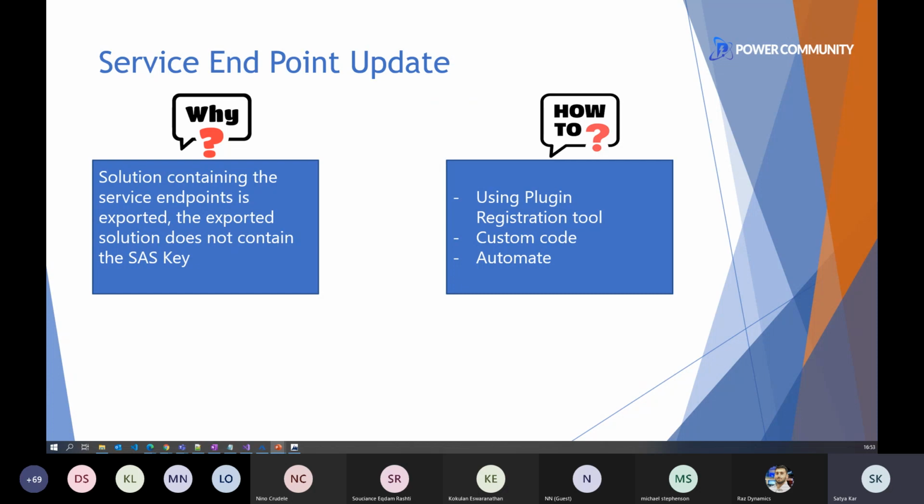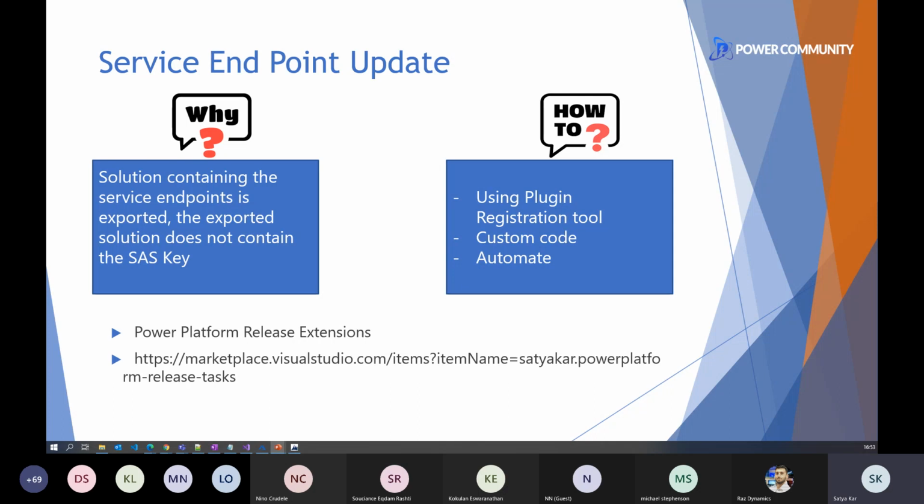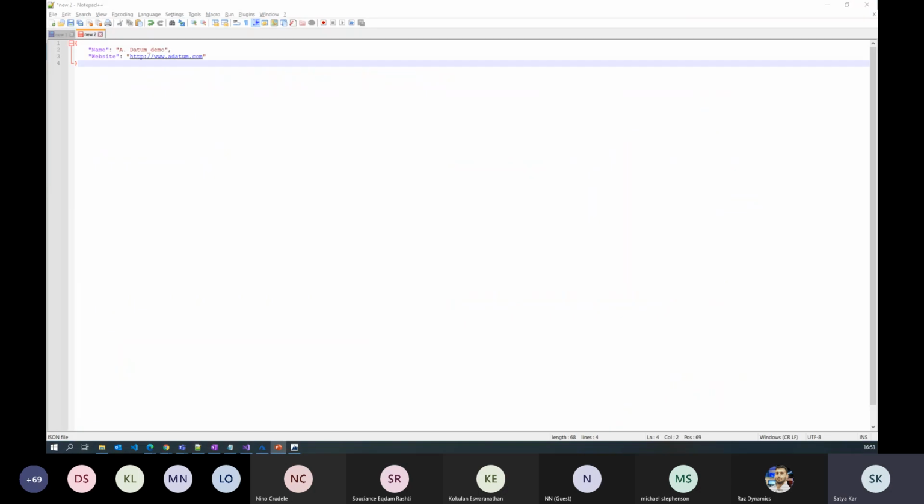And just recently this week, I packaged this and published a Power Platform release extension, which is free and available in the marketplace. You can inject it into your pipeline, so that after your solution import you can add that task in order to update the endpoint in your target. So let me quickly show you that as well.